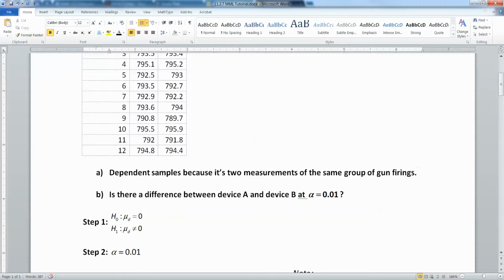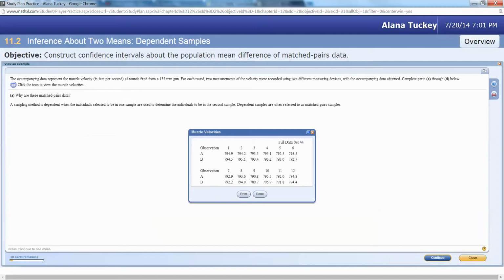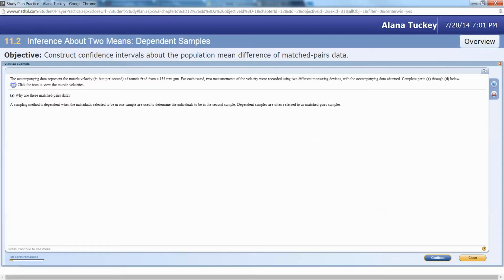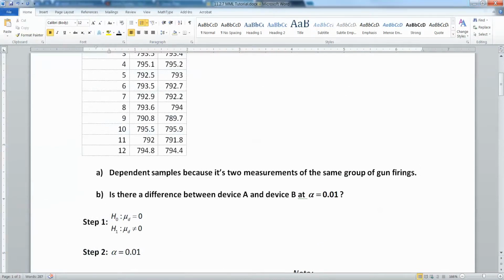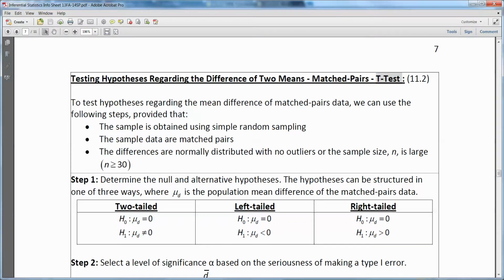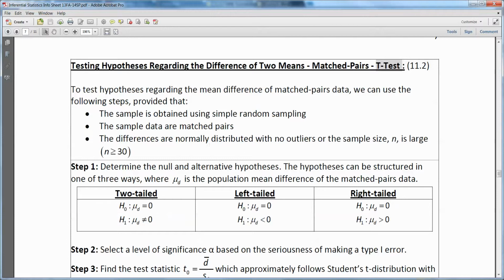Now, part B is the long part. It says, is there a difference between device A and device B at alpha equals 0.01? Let me click this. So right there, is there a difference at alpha equals 0.01 level of significance? It's a very benign sounding question, but it's actually a huge hypothesis test. You're going to have to run this hypothesis test, as a matter of fact.